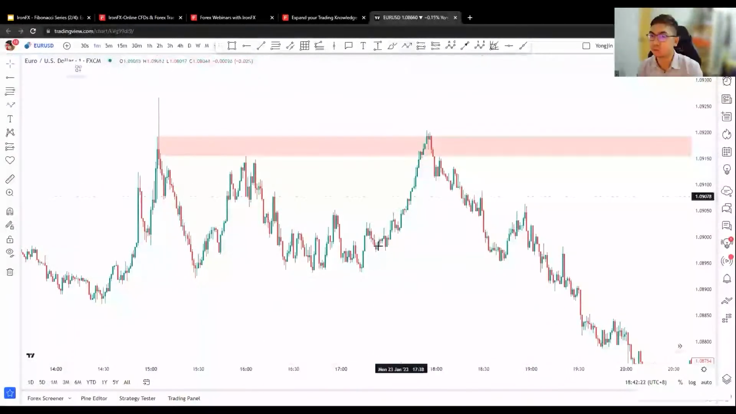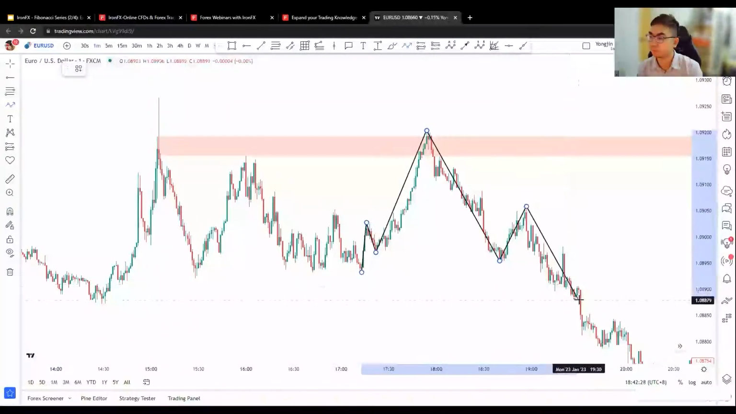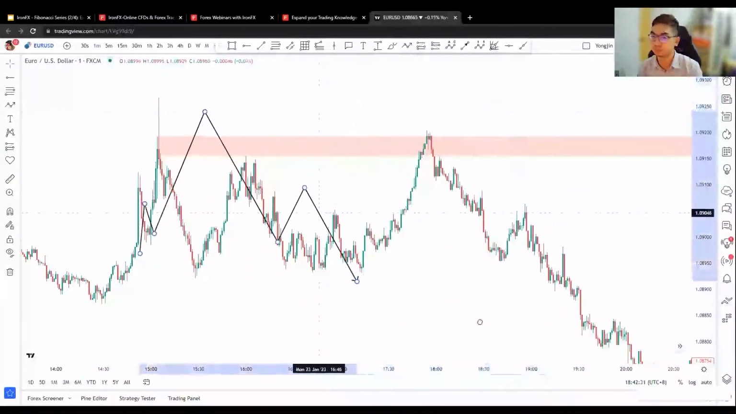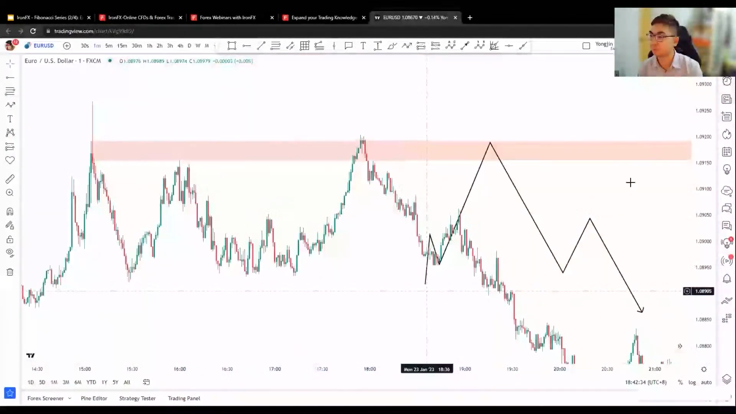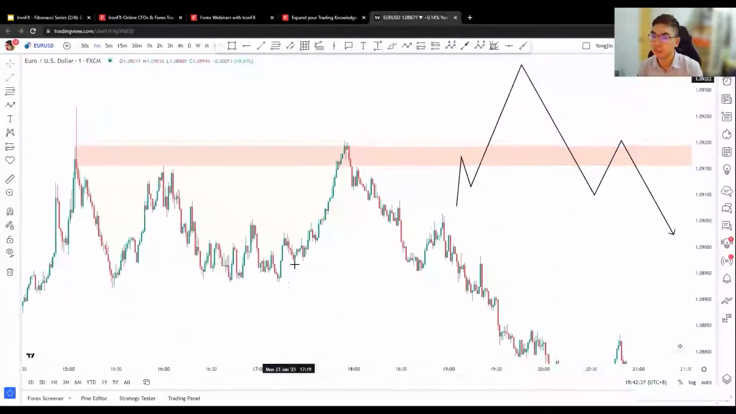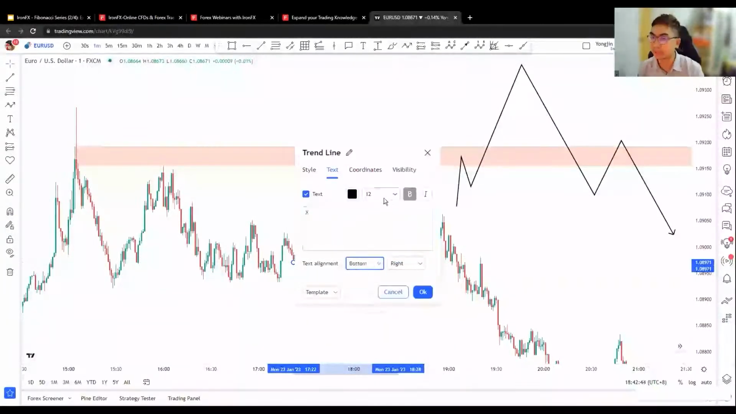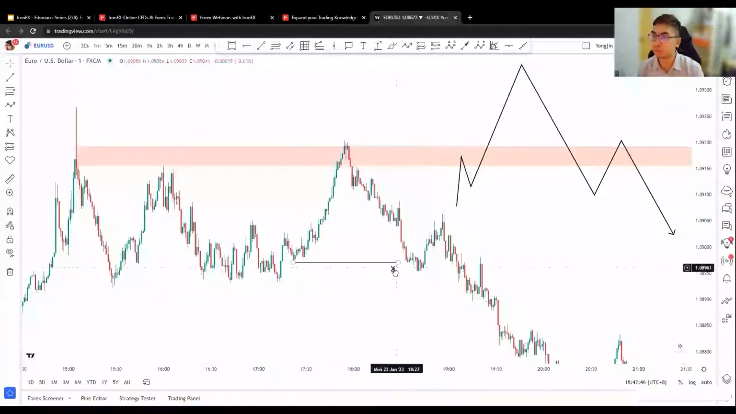Okay, let me just draw it out nicely, very clear for you guys to see. This is how I actually see it. Let me find a nice place to put it. All right, same thing, we have a market structure shift here. I'll just put an X right there, bottom right, make it bold, so you guys can actually see it very clearly.